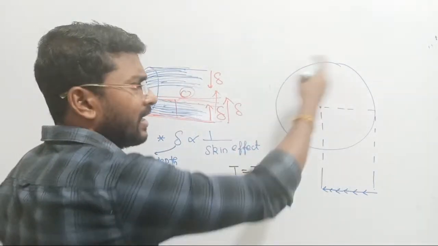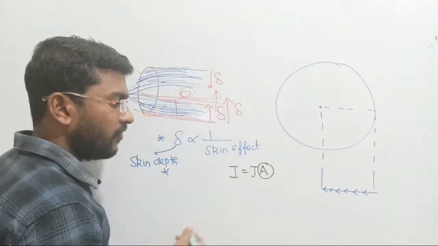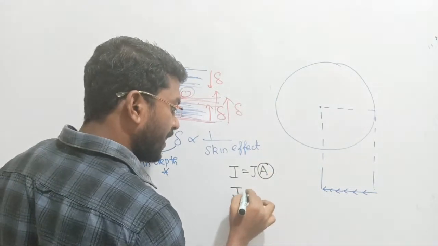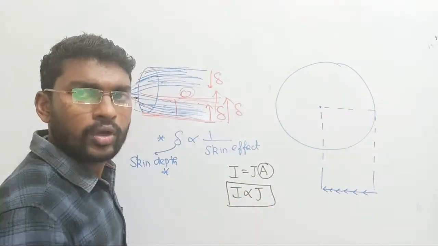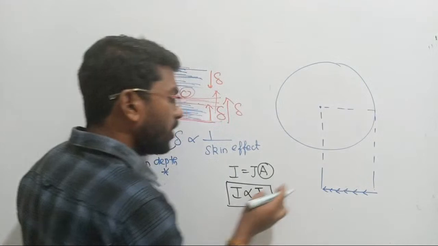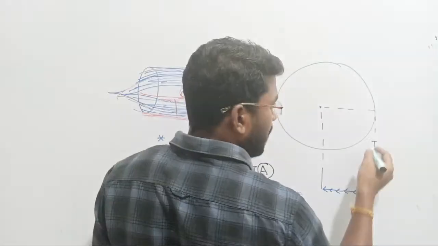You have designed the conductor, so the size of the conductor, in the sense the radius of the conductor, has been fixed. Now your current is directly proportional to current density J. Yes or no? So you can keep either current or current density. Now I am going with the current density. So the current density will be put in the outer surface.